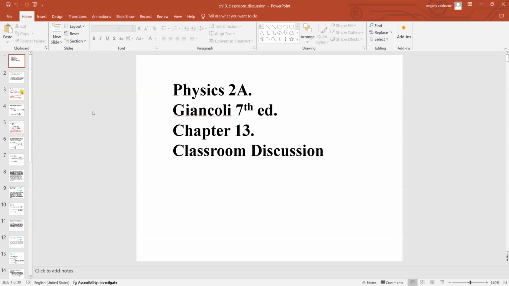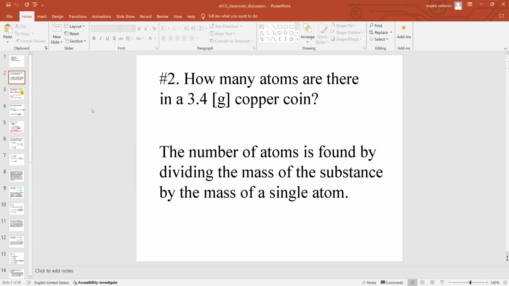Okay, chapter 13, classroom discussion. Here we go with some practice on the ideal gas law and a little bit of chemistry for our physics class. So, how many atoms are there in a 3.4 gram copper coin?